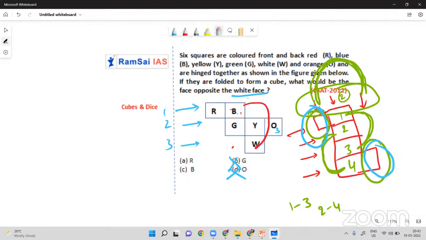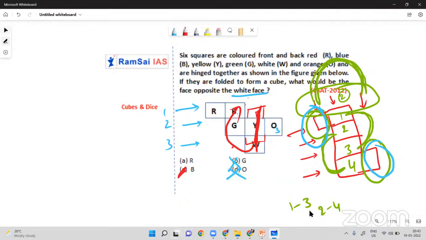Okay, imagine. So this B and Y are attached. When B and Y are attached, B will be like this. So when Y is taken up, B and W are opposite to each other only, na? So the opposite of white will be blue. Option C will be the answer. Okay, hope it's clear for you.